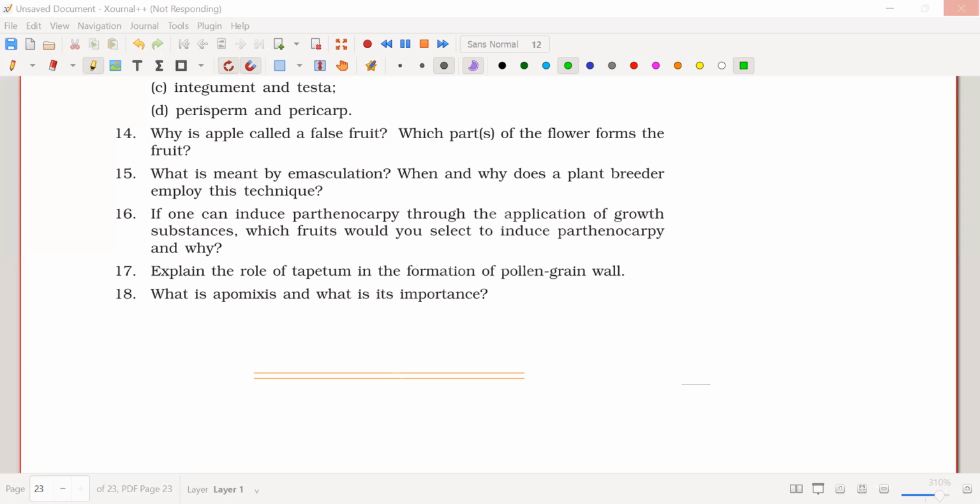Diploid zygote. The haploid ovum, known as ootid, and the sperm fuse together to form a zygote. How many chromosomes will be there in the zygote? What do you think? How many chromosomes in the zygote? 46. 23 from the egg and 23 from the sperm. We can say 23 pairs, that is, 22 normal chromosomes and one sex chromosome.